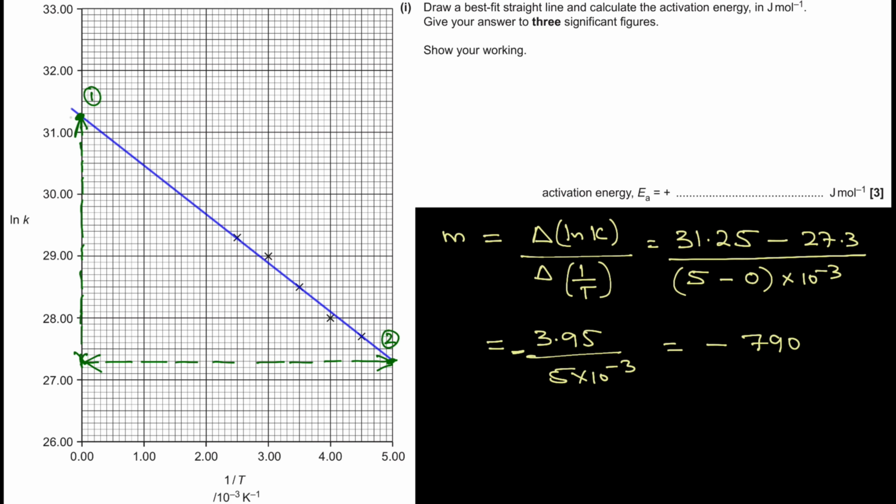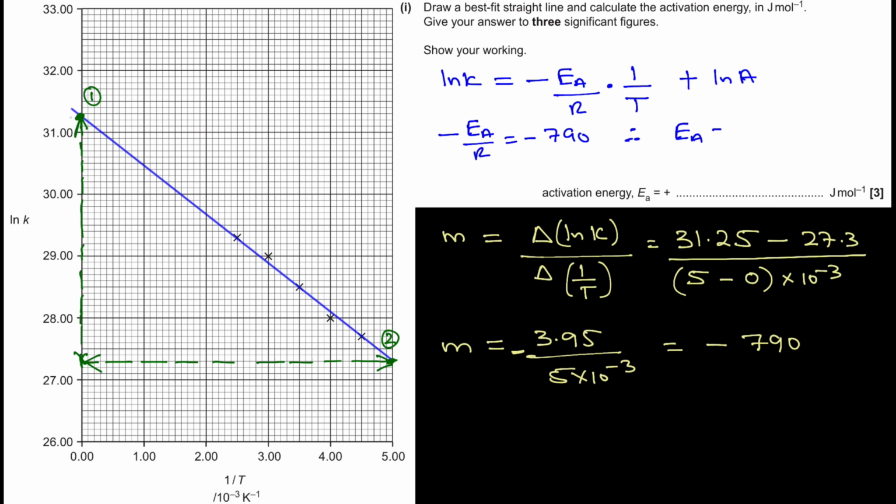790 for the gradient. Now that we have calculated the gradient, we now know from the equation of the line ln K equals minus EA, activation energy over R, times 1 over T plus ln A. The gradient in this case is minus EA over R equals M, which is minus 790. And therefore, the minus will cancel out.